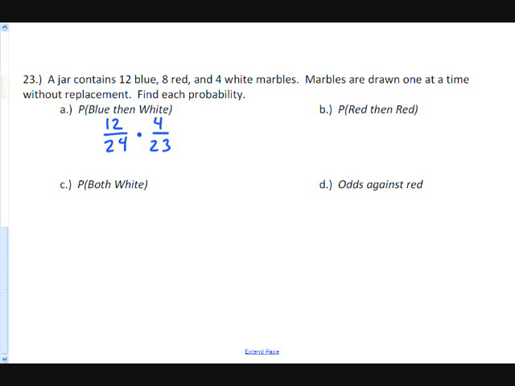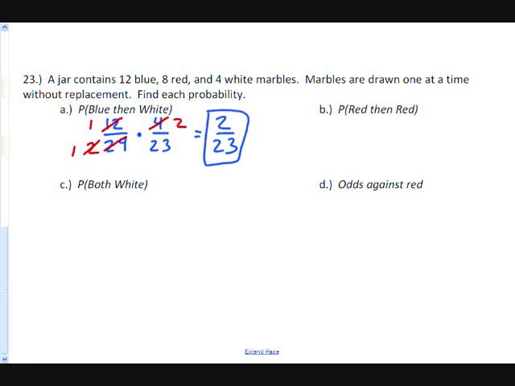And now we just have to reduce this thing a little bit. The 12 over 24 reduced to a 1 over 2. And then I can cross-reduce the 4 and the 2, reduced to a 1 and a 2. And I multiply straight across. Looks like it gives me a 2 over 23.